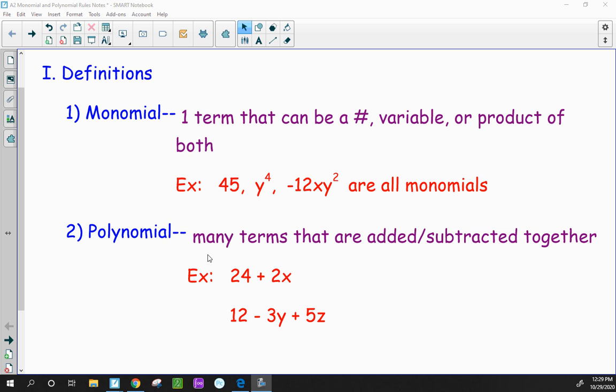So anything that has many terms. And a good way to tell is just look for plus and minus signs, those separate terms. Second example is 12 minus 3y plus 5z. You have three terms separated by subtraction and plus sign.